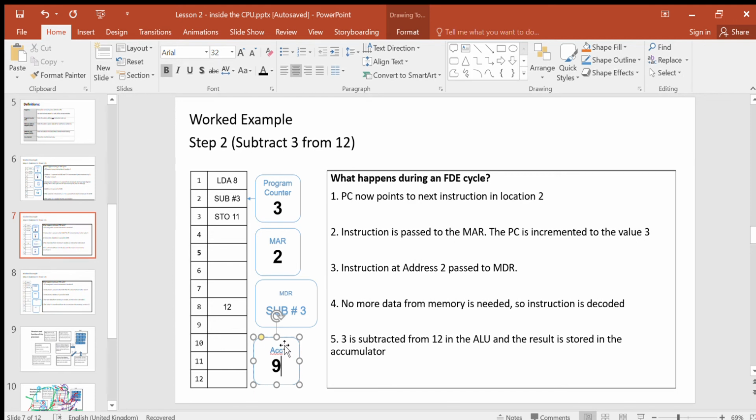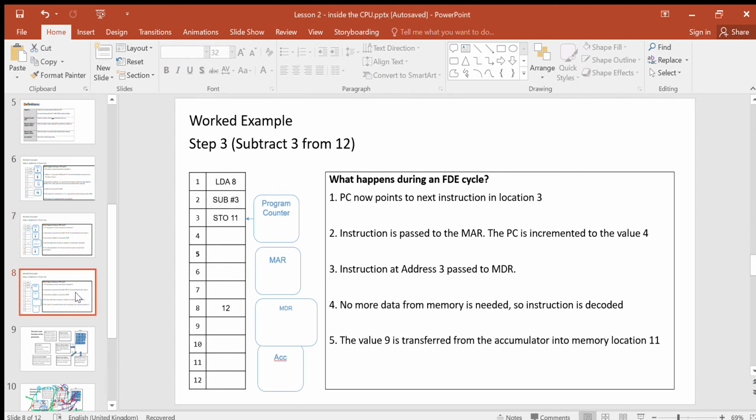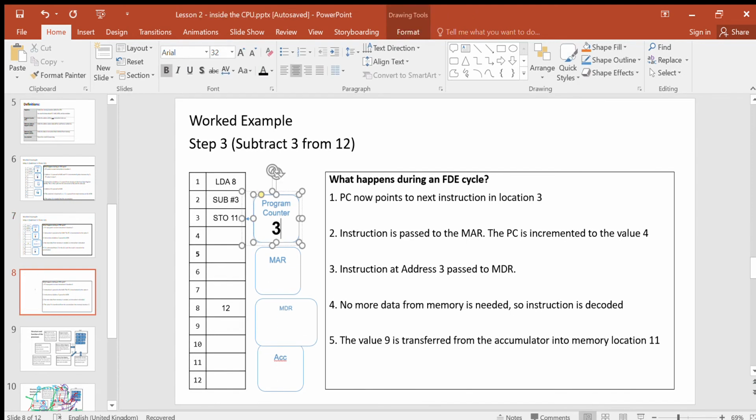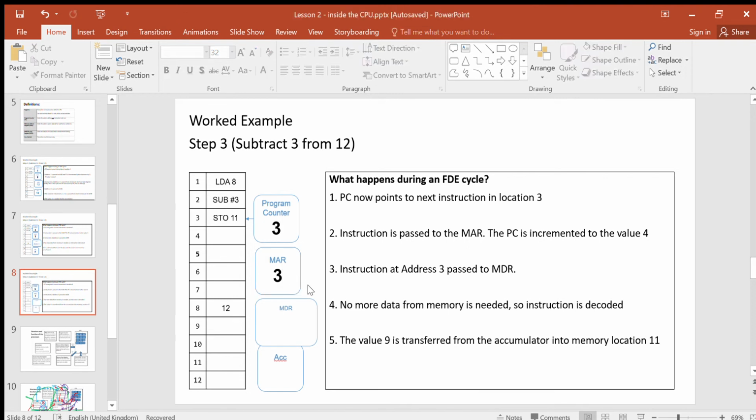So the final step is the program counter is the value number 3. We need to copy that instruction to the MAR. Again, we increment that program counter. So that will be 4. It would be worth at this point just copying the value from the last slide into the accumulator of 9.